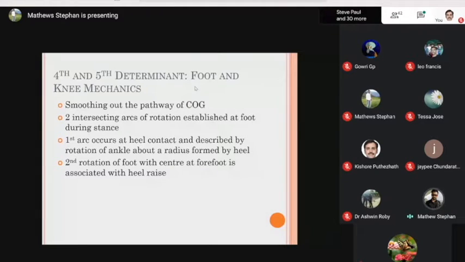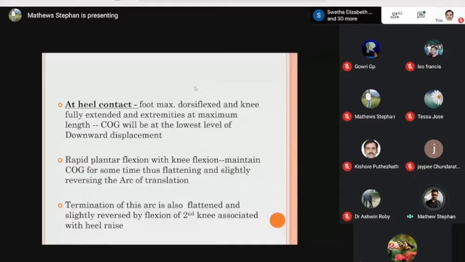So at heel contact, the foot is in maximum dorsiflexion, the knee is fully extended and the extremities are at maximum length. Here the center of gravity will be at the lowest level of downward displacement. With rapid plantar flexion and knee flexion, it maintains the center of gravity for some time, first flattening and slightly reversing the arc of translation. The termination of this arc is also flattened and slightly reversed by flexion of the second knee associated with heel raise.